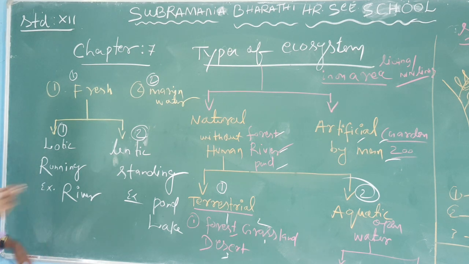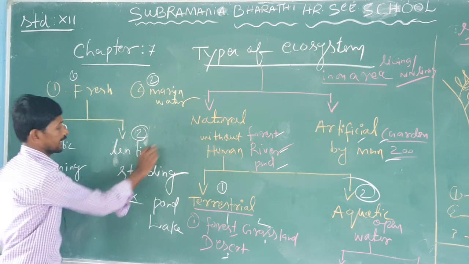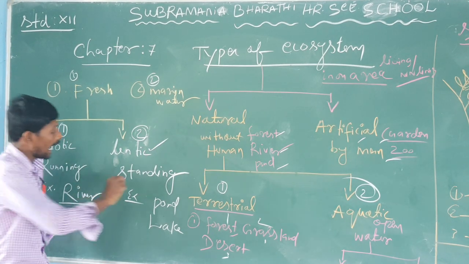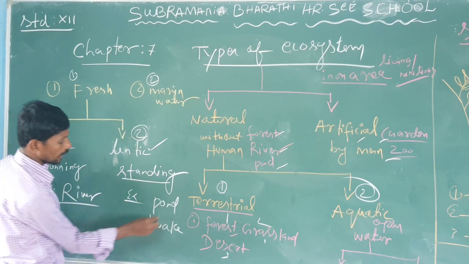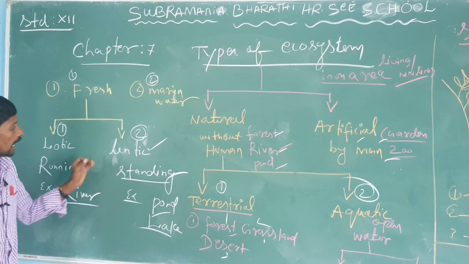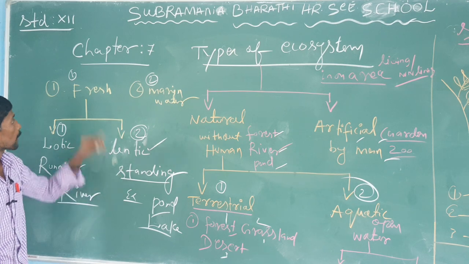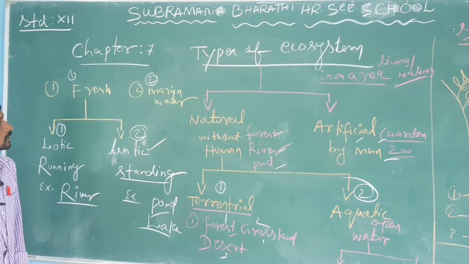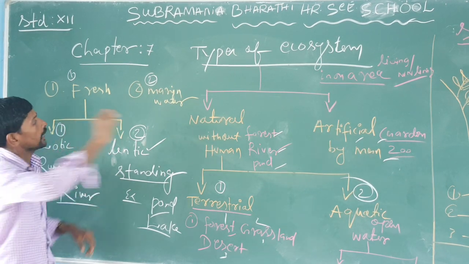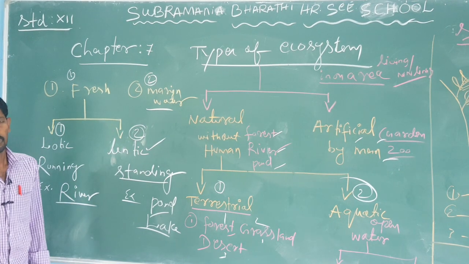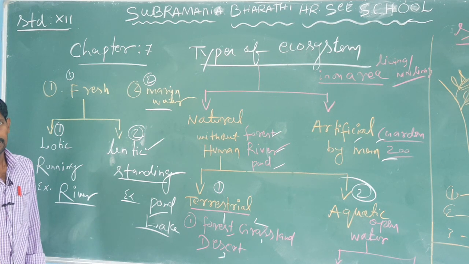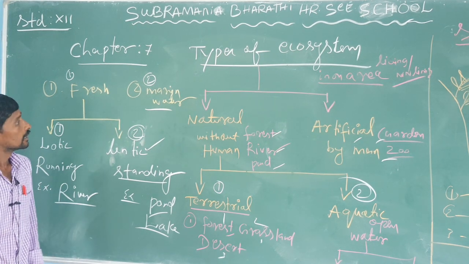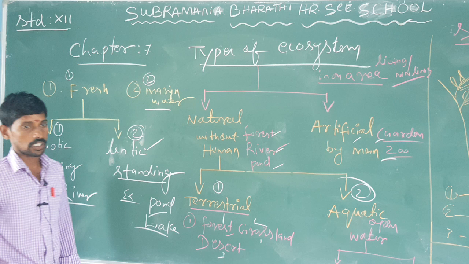For example, a river. Then lentic is only standing water. What are examples of standing water? Pond and lake are called lentic, standing freshwater. Then marine water is only ocean water, or sea water. Sea water is an aquatic ecosystem.